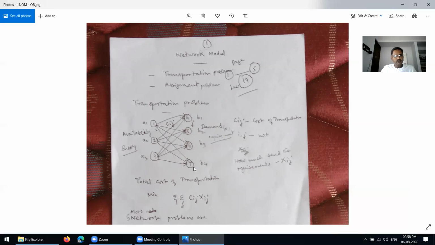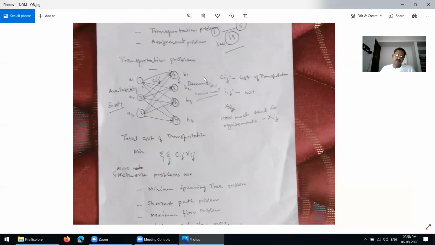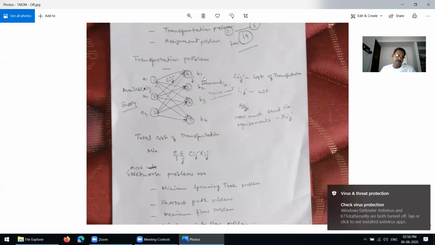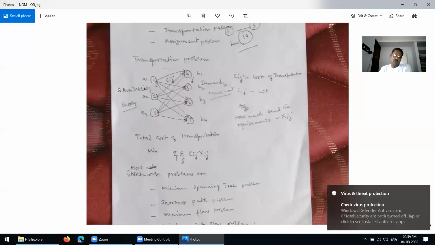Now, the network model consists of two types. The first one is the transportation problem. The second one is the assignment problem. The transportation problem can be explained through a small example. Here we have two major units: one is availability, and the other is the demand or requirements.